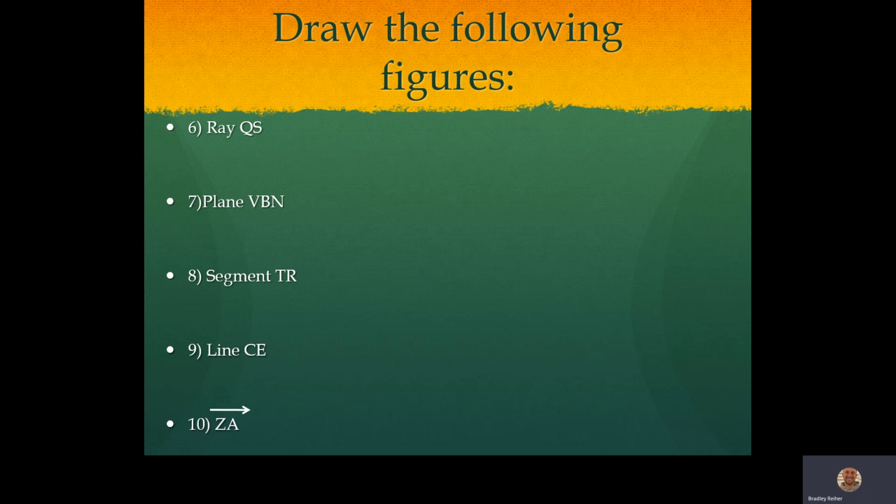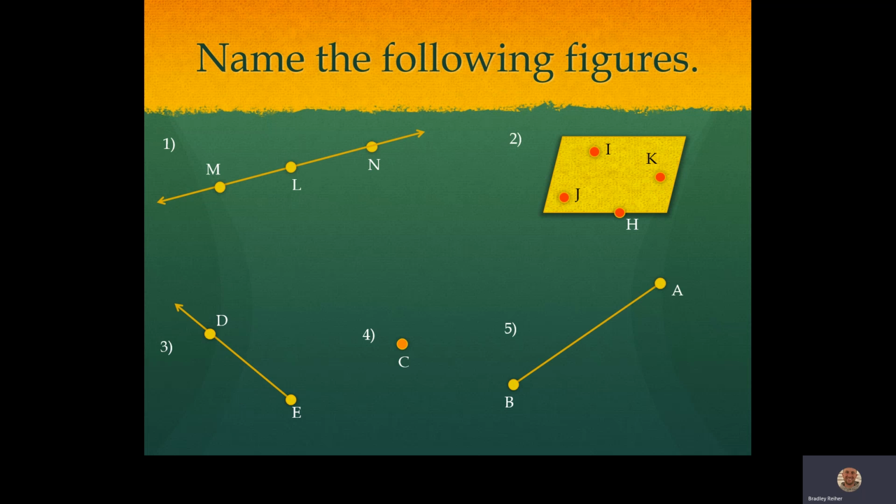Okay, so we need to draw a ray for number 6, ray QS. What does a ray look like? If you don't remember, you can go back to your other slide and identify which of these was the ray. That's number 3. Okay, so you need to draw something that looks like number 3, and it doesn't have to go upwards to the left. It can point to the right or to the left or up or down. So draw a ray first.